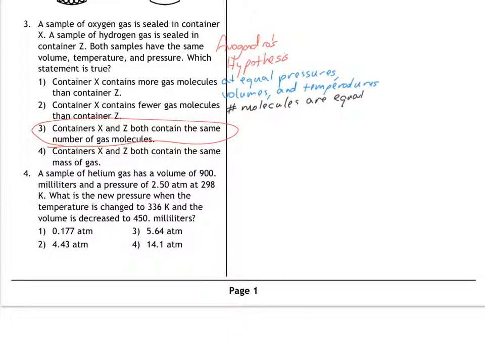And lastly, on this page, a sample of helium gas has a volume of 900. That's going to be our V1 milliliters and a pressure of 2.5 atmospheres. So that's my value for P1 at 298 Kelvin. That's my value for T1. What's the new pressure, P2, when the temperature is changed to 336 K? That's T2. And the volume is decreased to 450 milliliters, V2. So I recommend starting out with our combined gas law equation.